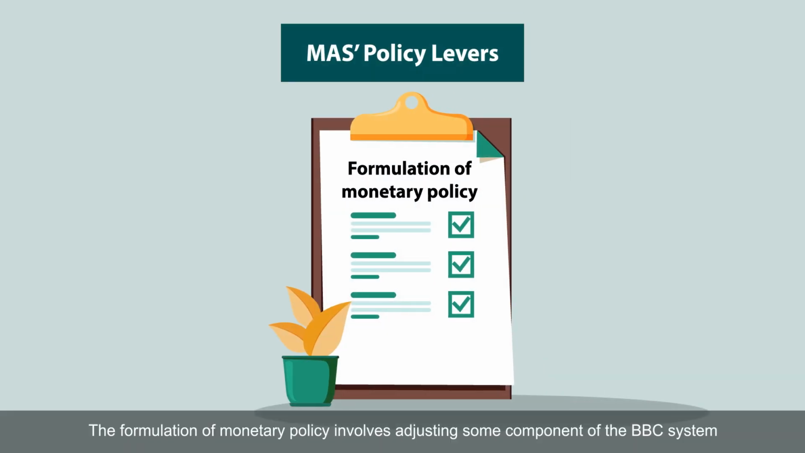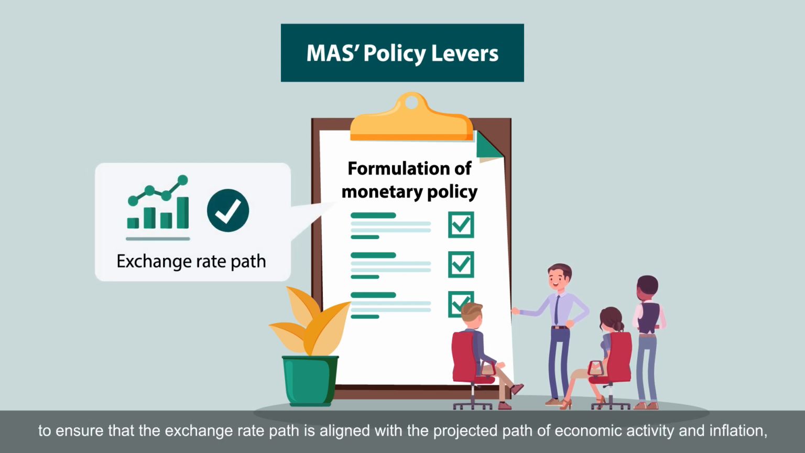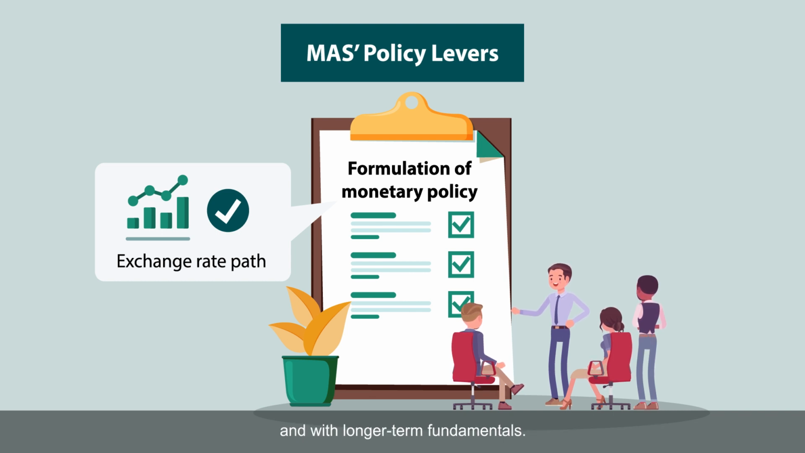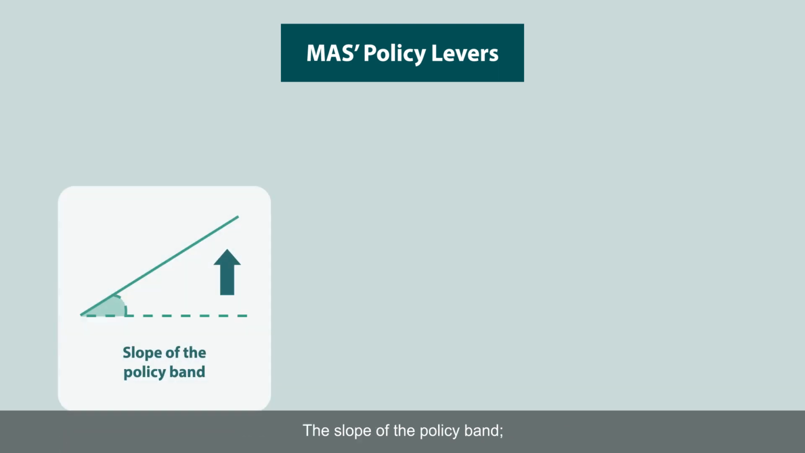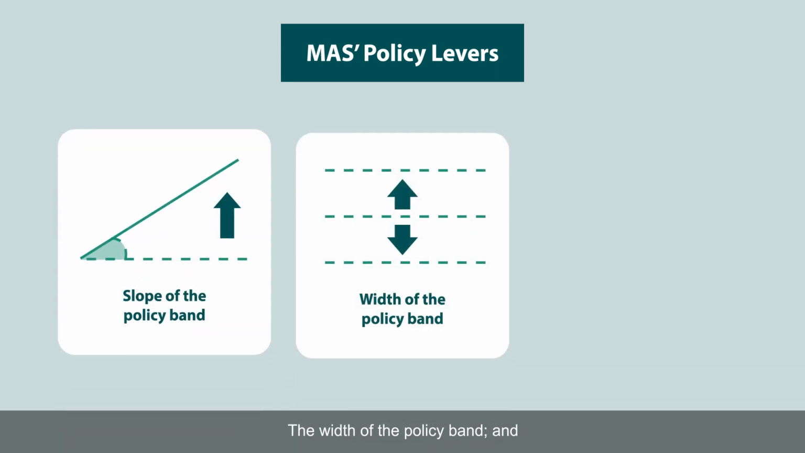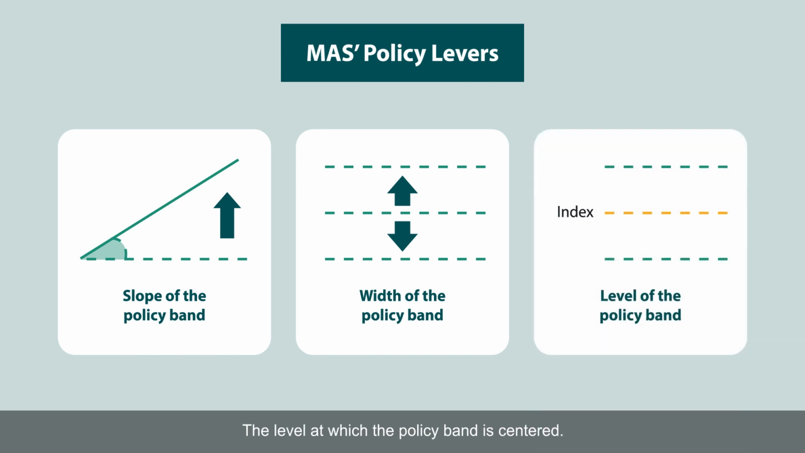The formulation of monetary policy involves adjusting some component of the BBC system to ensure that the exchange rate path is aligned with the projected path of economic activity and inflation, and with longer-term fundamentals. To do this, MAS uses three main policy levers: the slope of the policy band, the width of the policy band, and the level at which the policy band is centered.